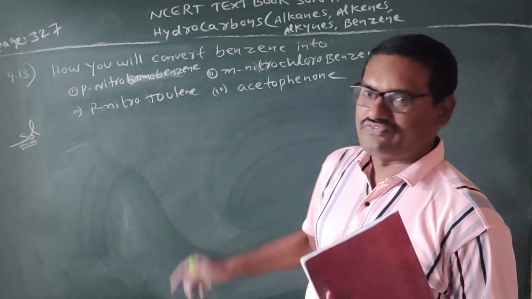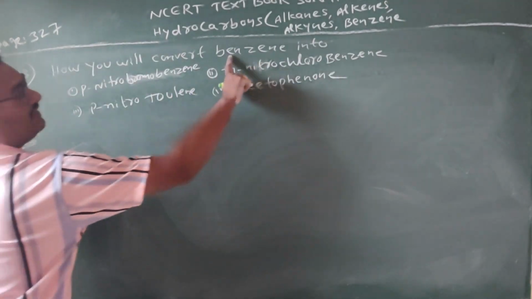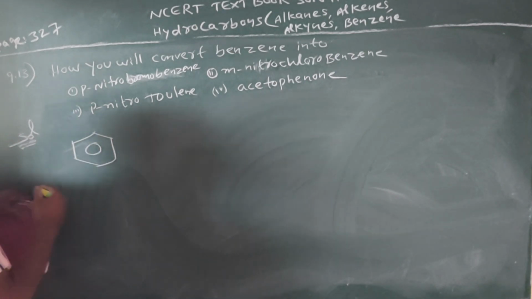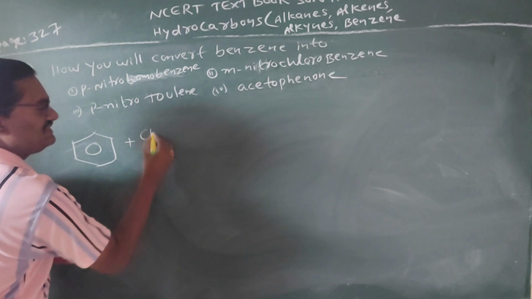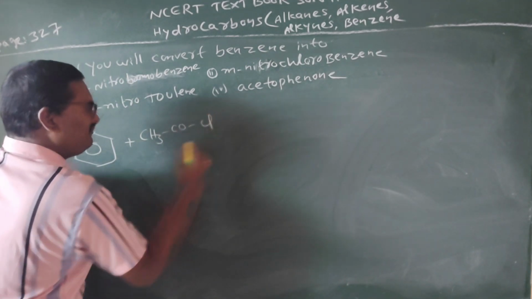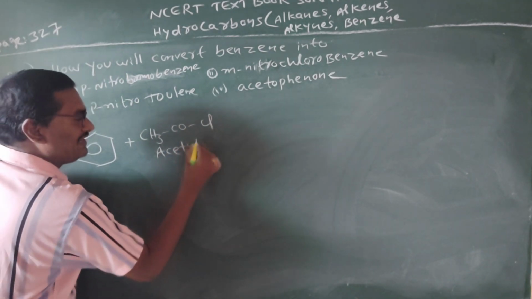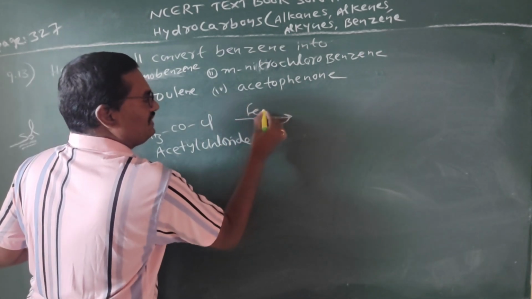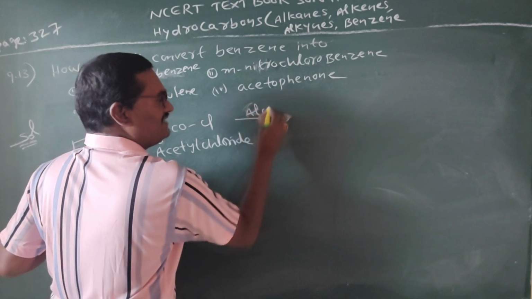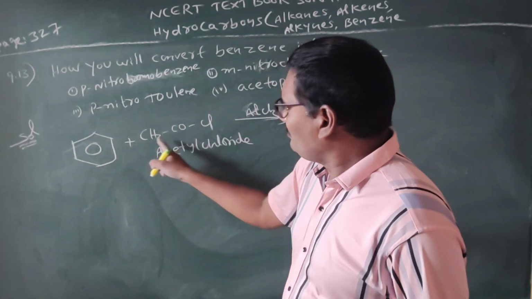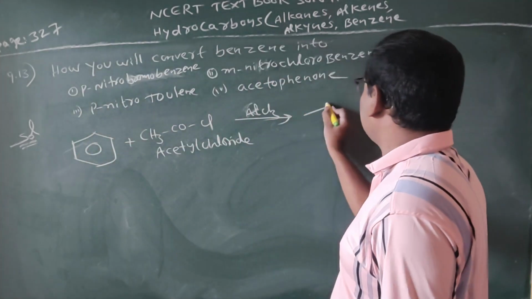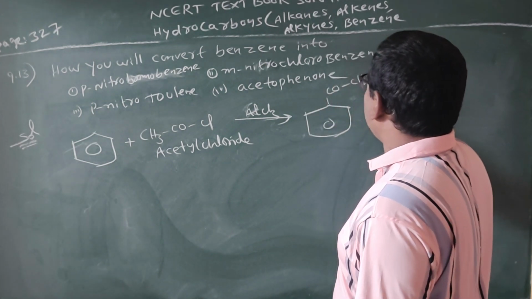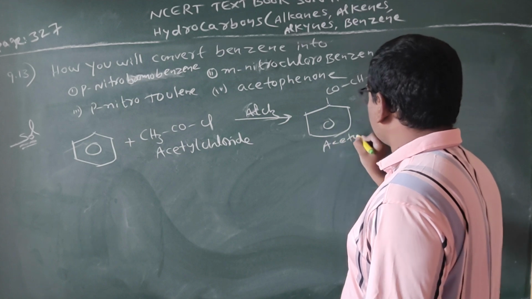Last one, acetophenone. The starting compound is benzene. It reacts with CH3COCl, which is called acetyl chloride. The COCH3 is attached in this place. Then acetophenone is formed, COCH3, which is called acetophenone.